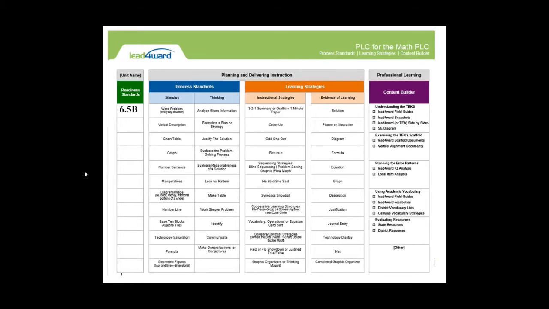The Now What piece of the PLC curriculum preview starts with using the Math PLC page as a tool for creating lessons. Classroom instruction will move to a higher level of understanding as well as offer opportunities for students to transfer information.